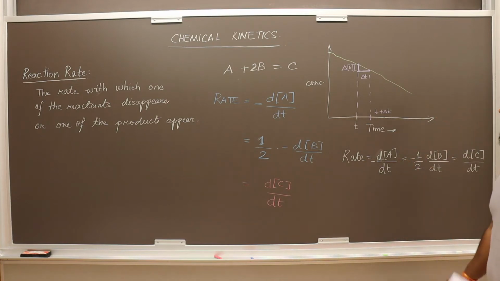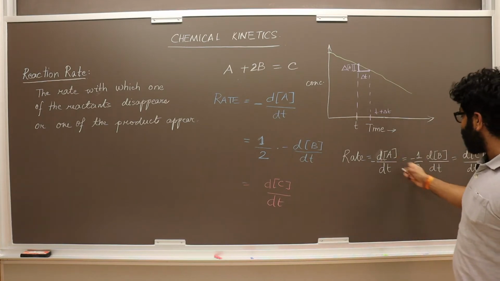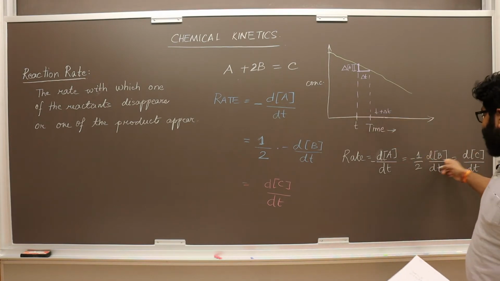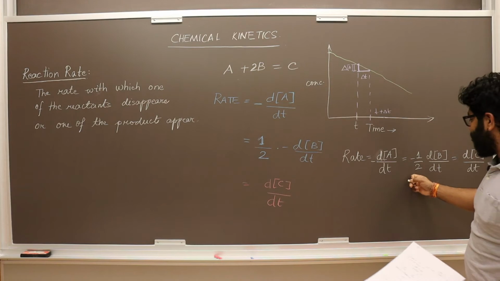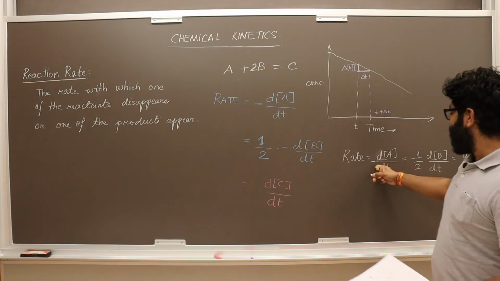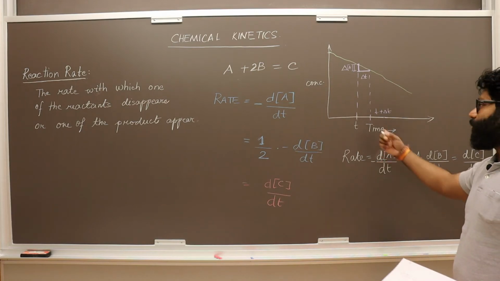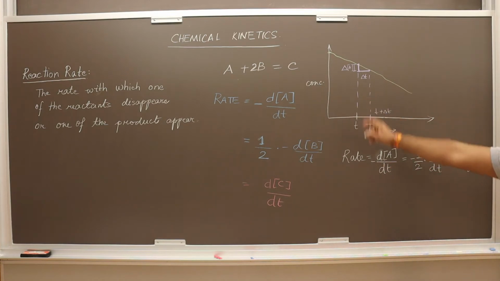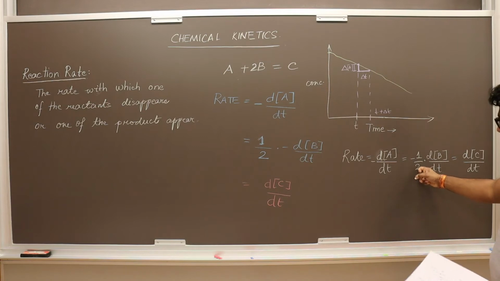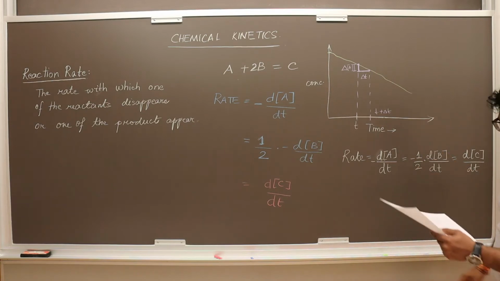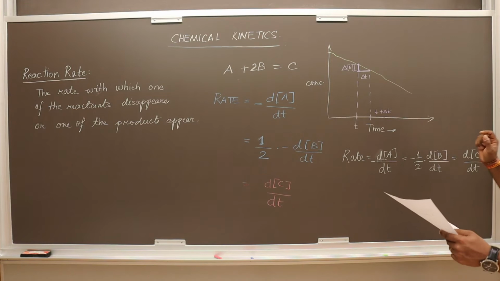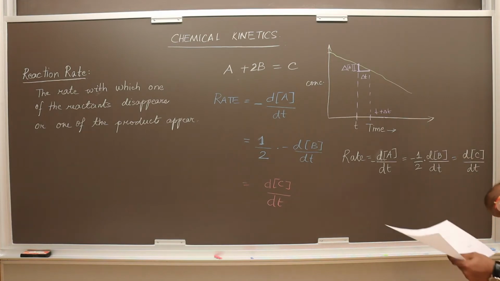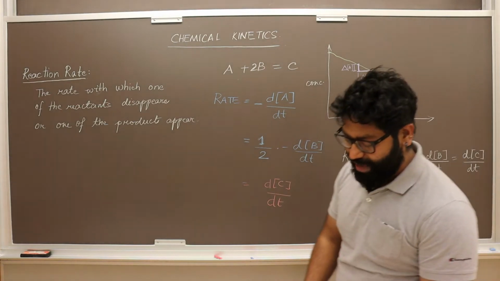So for a general case, what you will have to do is divide the rate of change of the constituents by their stoichiometric coefficient. So that's how you do it. Since the stoichiometric coefficient in here was just 1, I did not do anything. But since the stoichiometric coefficient of B is half, we divided this whole thing by a half. All right. So this is generally how we represent the rate for any general reaction.